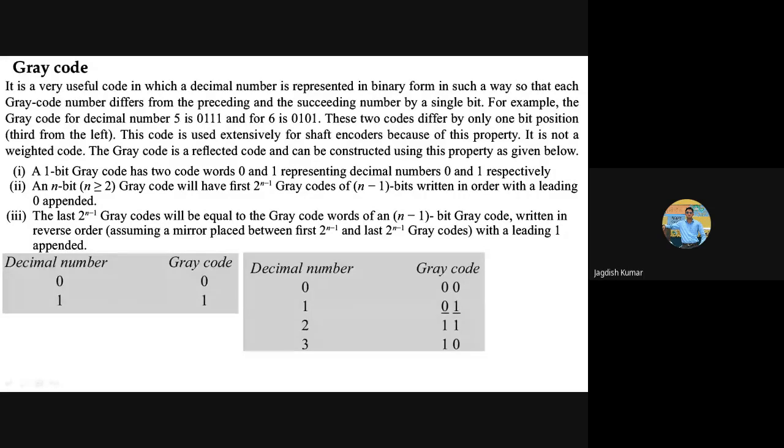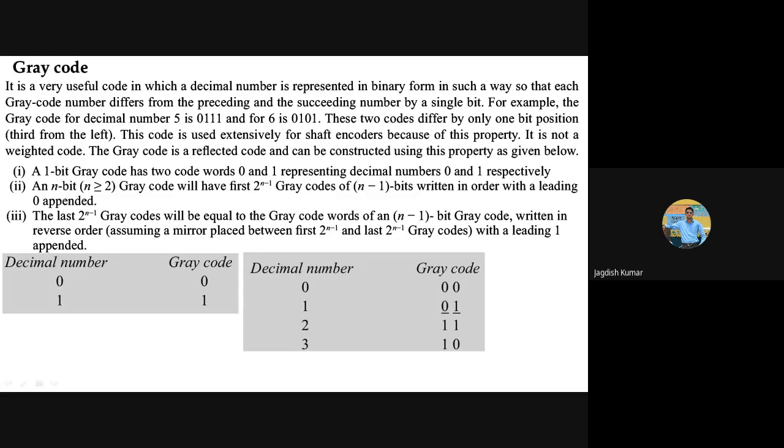When you're typing it on screen, you should write on the left-hand side the decimal number like 0, then a dash or equal to, then the corresponding gray code. 0 is equal to 0, 0, 0 in gray code. What is 1 in gray code? Only one bit is allowed to change. So we begin with a change in the least significant bit.